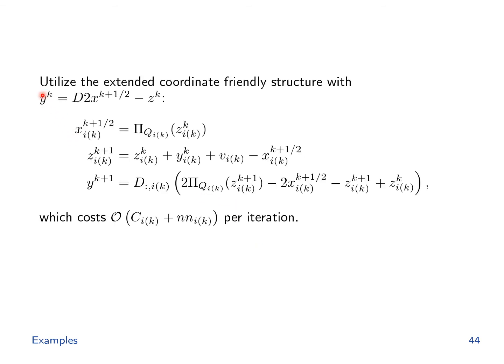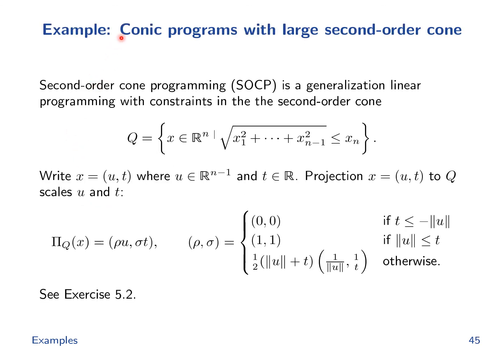This iteration is extended coordinate friendly by maintaining y_k like this in memory. To update the i_k-th block, we only need the i_k-th block of y as well as the latest refreshed i_k-th blocks of x. To update y, we need to account for the changes that we have applied in x and z.